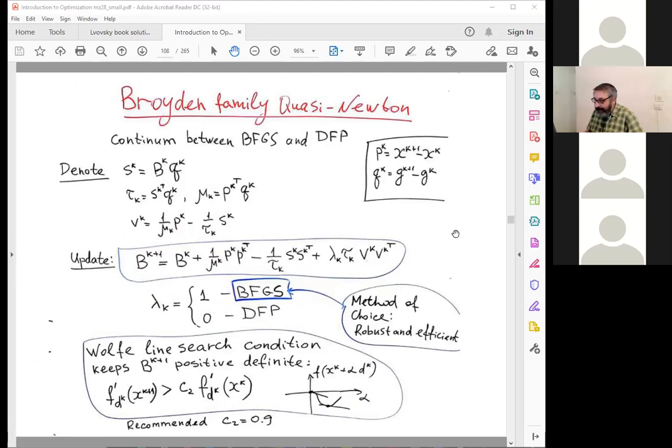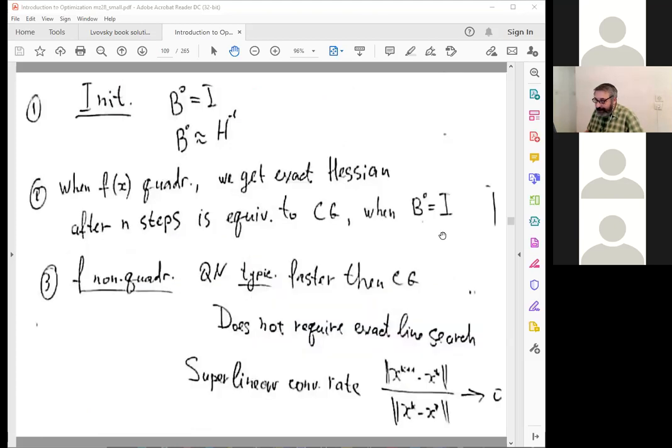We've seen that when f is quadratic, BFGS gives the exact Hessian after n steps, which is equal to conjugate gradient when B0 is the identity. Yes, this expression. And I didn't prove it at all. I refer you to the book of Nocedal and Wright, because they are very good experts in BFGS.